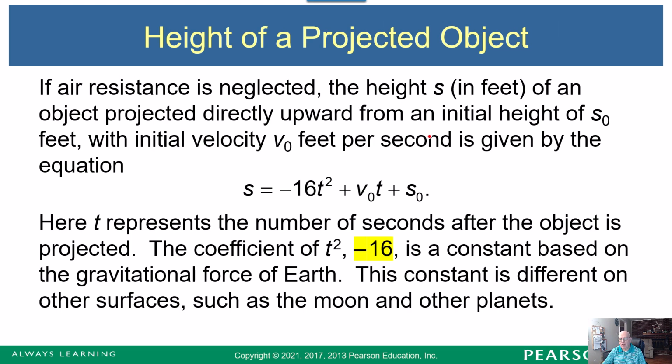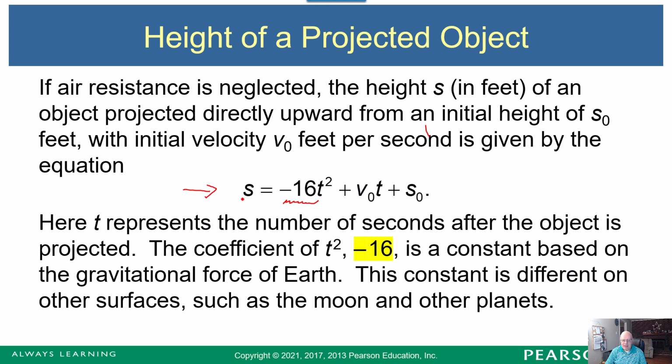Next, we're going to talk about the height of a projected object. And since we're on the Earth, we can use this equation right here. Why am I talking about being on the Earth? Well, this negative 16 that you see right here is a result of the fact that we're on the Earth. If we were on the Moon, or on Mercury, or on Jupiter, this number would be different. And the reason it's negative here is because gravity pulls us downward. And that means a negative distance.